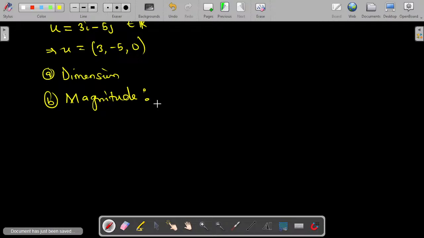Okay, let's go on. So what is magnitude? If you are given a vector, let's say vector u, now this is how we represent vectors.